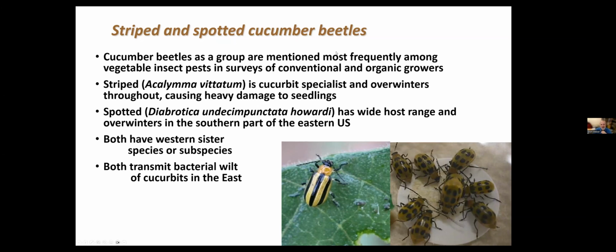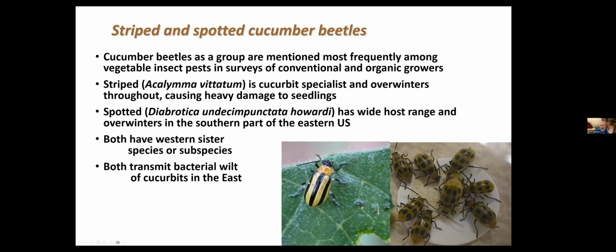Striped and spotted cucumber beetles. These are the most damaging pests of cucumbers, especially in the east. And the reason they're damaging is they're very good at finding the crops, and they cause heavy damage early on when the crops are vulnerable. If you direct seed, sow the cucurbits, and I mean squash, pumpkin, cucumbers, even watermelons, melons, etc.